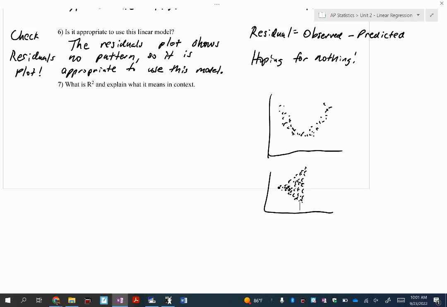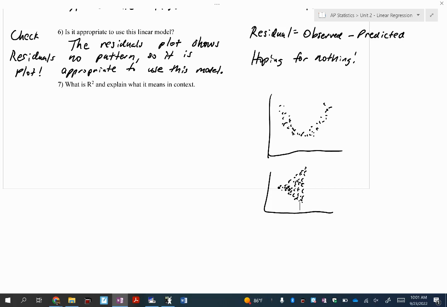Okay? So if you see nothing, if you see a cloud, then it's okay. It's appropriate to use the model. And if it's not that, then it's not appropriate. So you can use it, but you should be pretty cautious about using it. All right, but I would say don't use it. All right, let's do r squared, and then we'll finish this problem. We've got lots more iterations of stuff to do in the coming days.